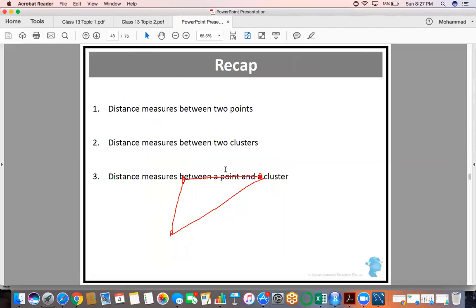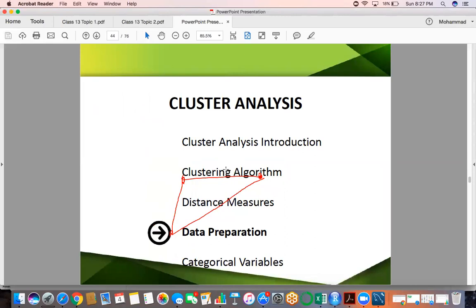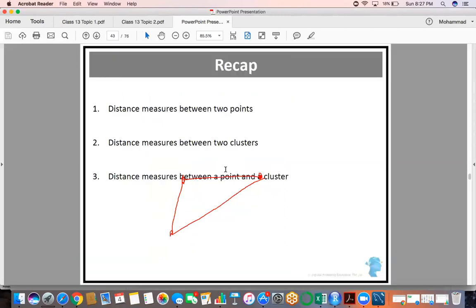Fine. So just a quick recap: distance is measured between 2 points. Distance is measured between two clusters. Distance is measured between a point and a cluster. And the formula is the same.